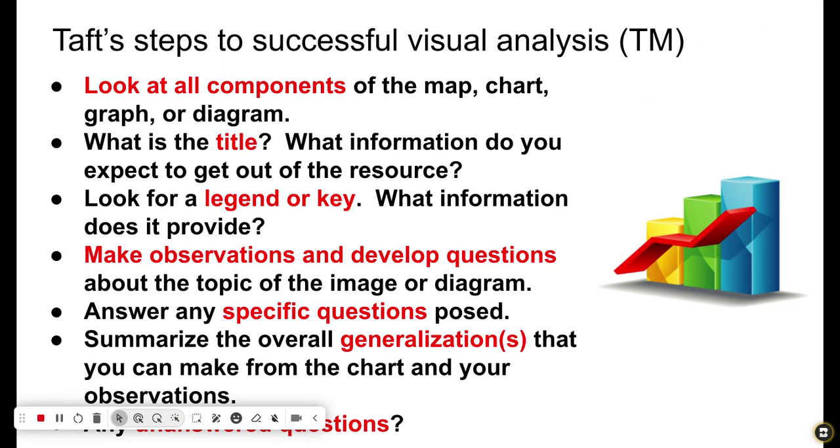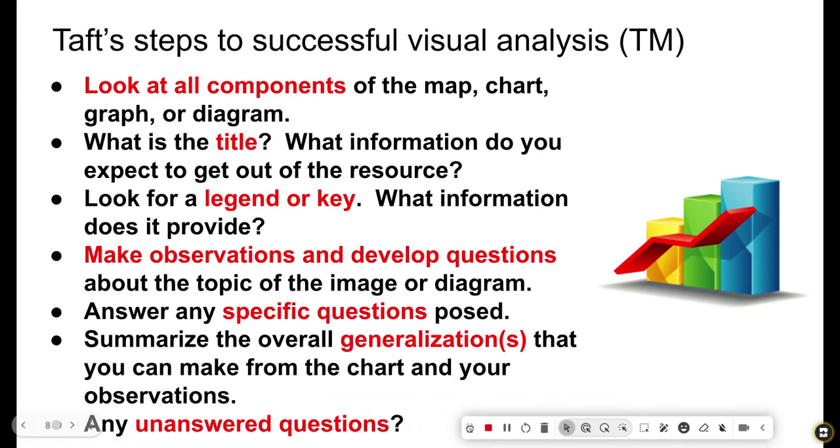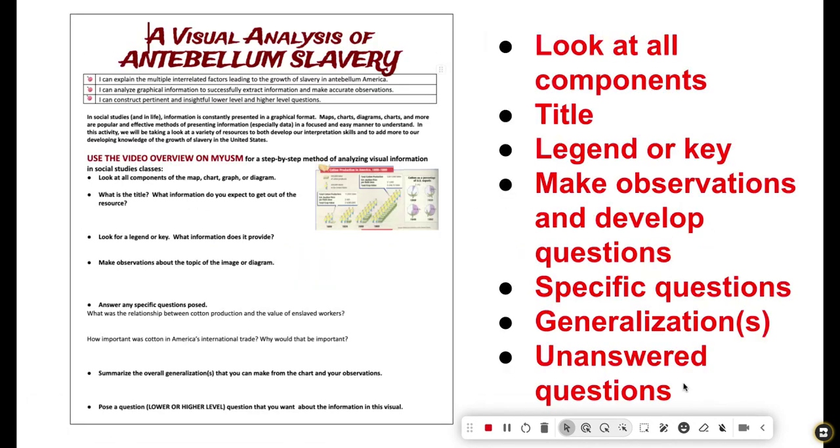You've got to look at everything on the map, chart, graph, or diagram because it's there for a reason. You've got to look at the title. You've got to look for a legend or a key that's going to give you a way to read the visual, if there is one. You should make observations and develop questions so that you can dig more into the visual. Teachers love to give you specific questions, so you can do that. And then you summarize the overall generalizations that you can make from the visual. What overall is it telling you? And then, do you have more questions?